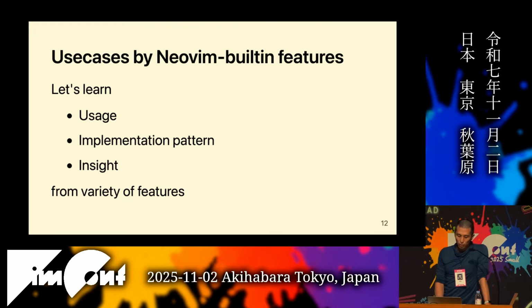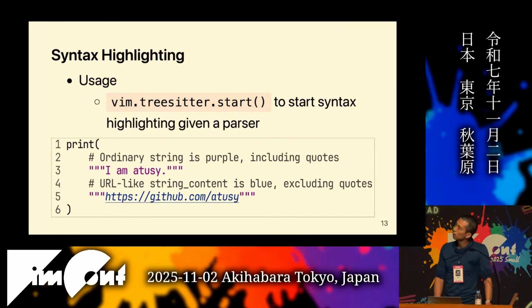So let's dive into use cases of Neovim built-in features. Let's look at usage, implementation patterns, and insights from a variety of features so you can build your workflow. The first one is syntax highlighting. We can't go without saying it. For usage, just run vim.treesitter.start, and Neovim will start syntax highlighting if a parser is installed. Below is an example of a Python script. We see some nice code.